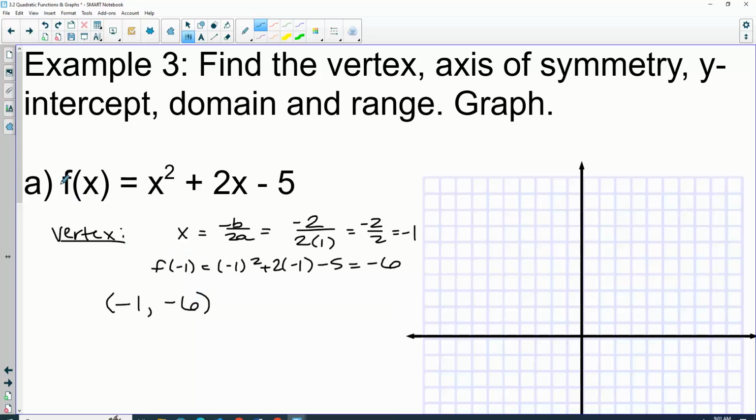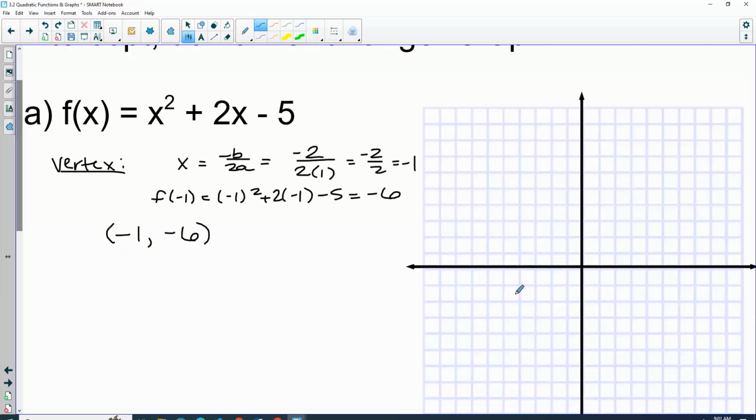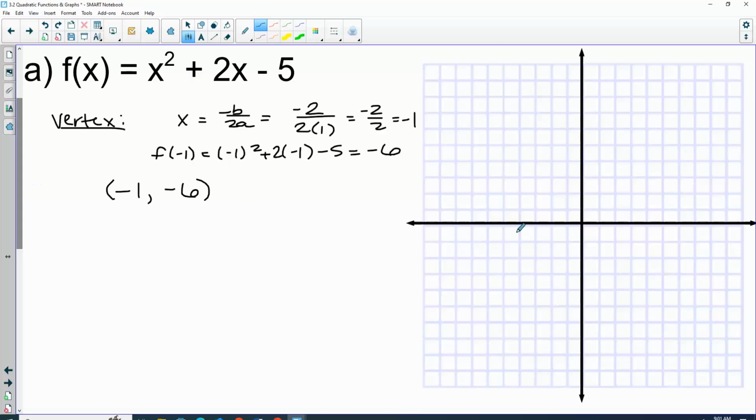So my vertex is at (-1, -6). Can you tell me, is that a maximum or a minimum on this graph? Minimum. Because it's a positive x squared, so we know our parabola is opening up. So that is our lowest point.